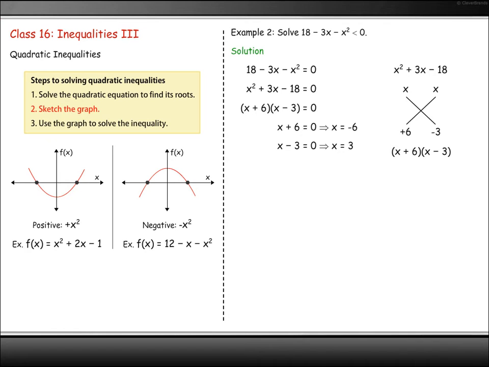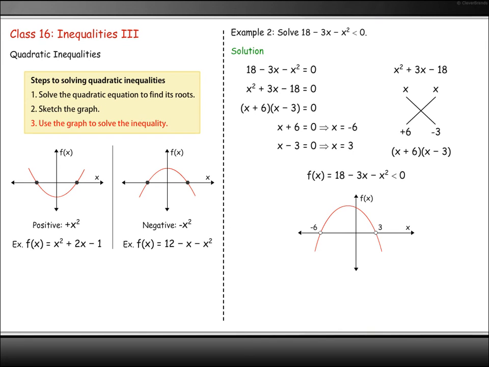Step 2. Sketch the graph. The function has a negative coefficient for x squared. The graph is N-shaped. The roots or intercepts are minus 6 and 3.